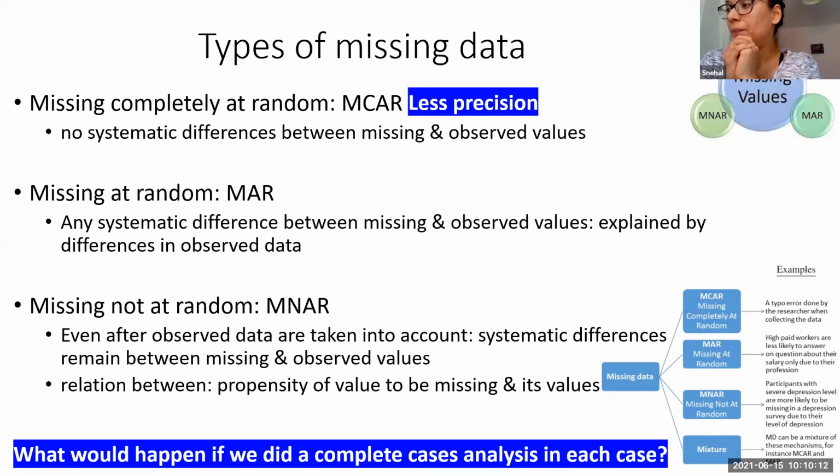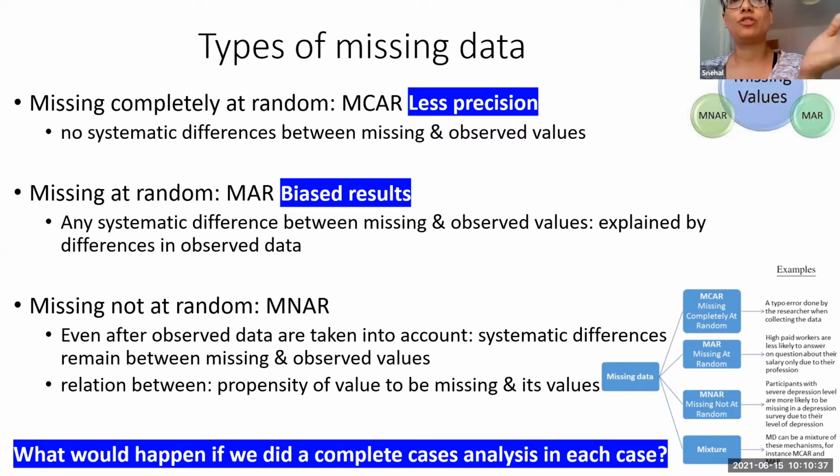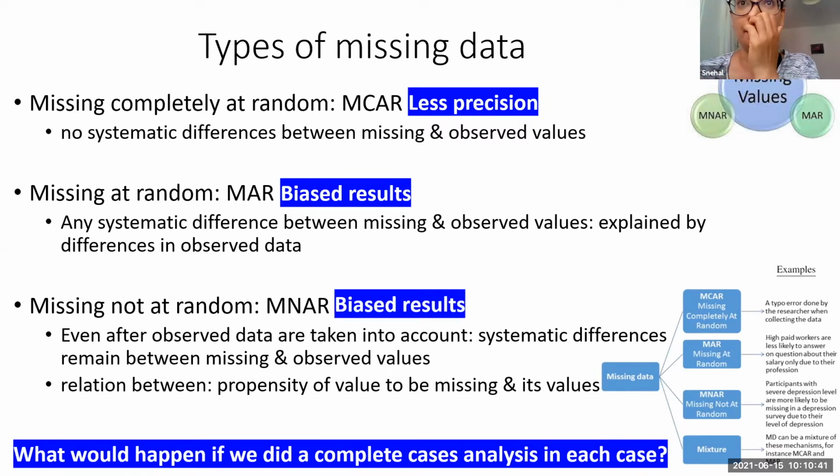If our data was missing at random, the 50 people that we're going to be examining will be systematically different to the 50 people that we've dropped. Because in the example I talked about earlier, we're essentially going to be dropping more people from a higher social class. And so we're going to end up with biased results. And likewise, if our data was missing not at random and we dropped the people who had missing data, we'll get biased results.